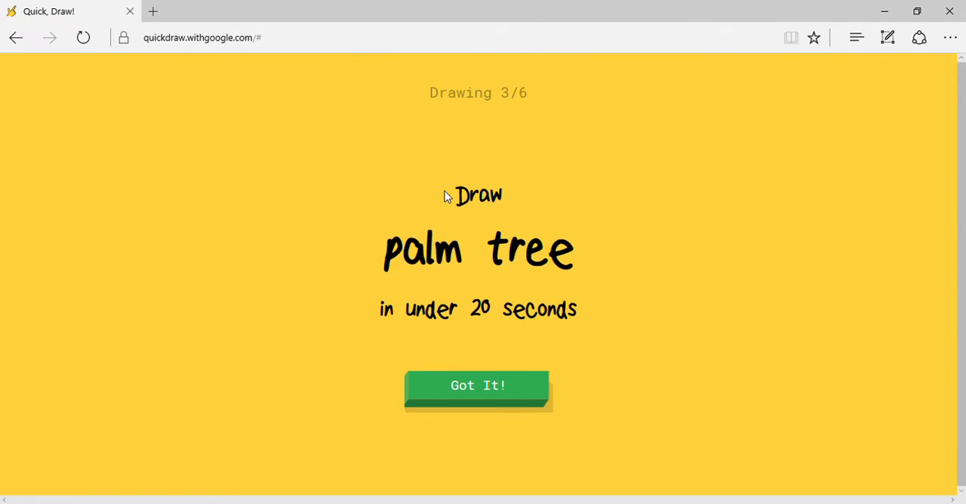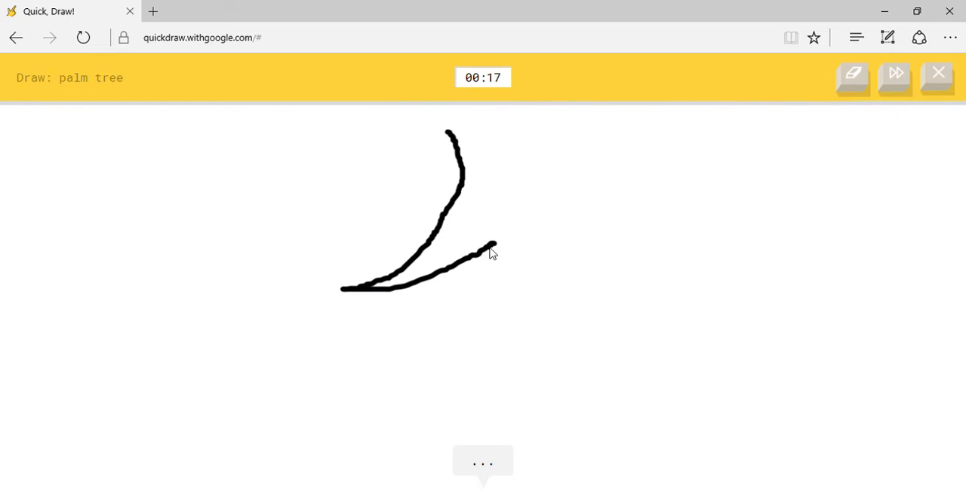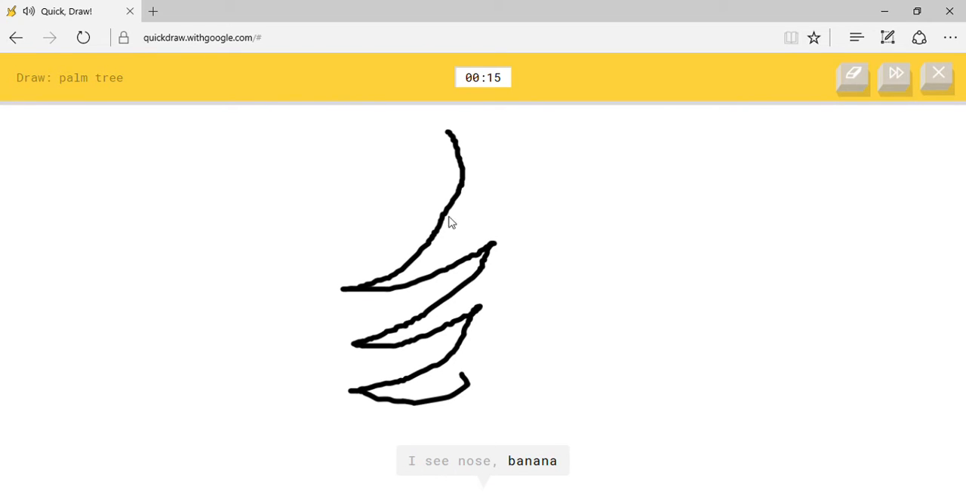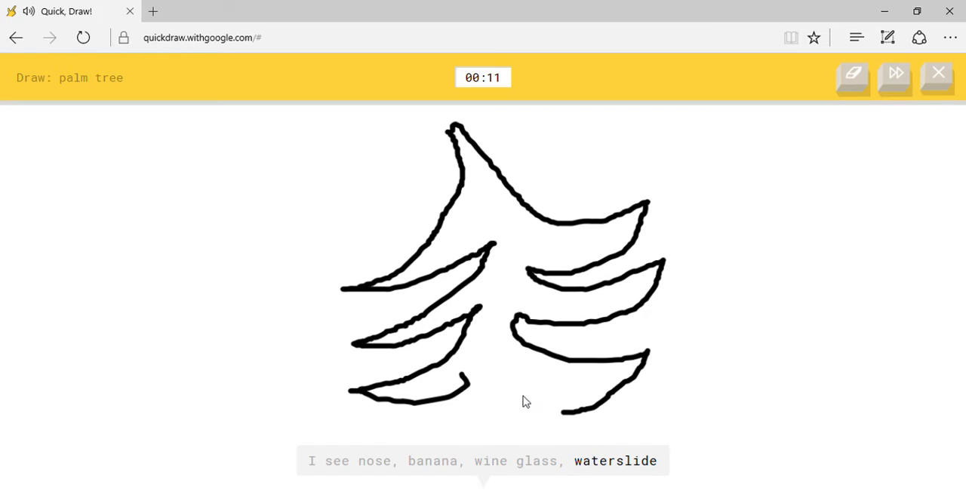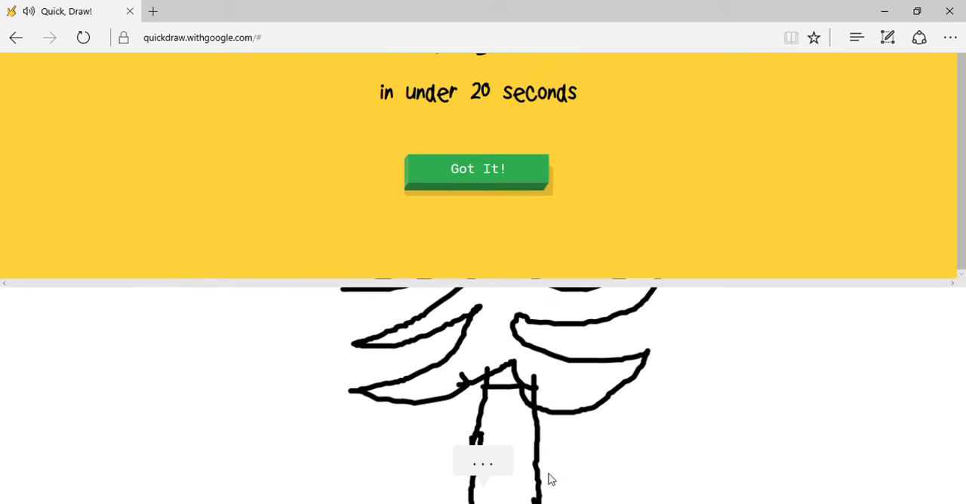Okay. Palm tree. What's a palm tree? I don't even know it's a palm tree because I forgot. I see nose, or banana, or wine glass, or water slide, or campfire, or kangaroo, or snowflake, or tree, or flower, or duck, or octopus. What does the palm tree look like again? Sorry, I forgot. I couldn't guess it.